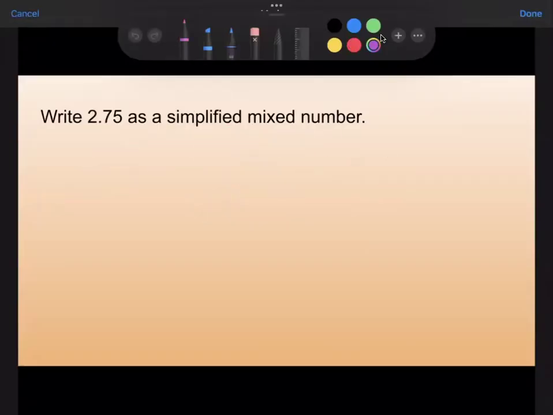Okay, here is our next example. We're going to take the decimal 2.75 and rewrite it as a simplified mixed number. So I'm going to go ahead and rewrite the 2.75 here. And as we talked about in the last example, anything to the left of the decimal is considered to be the whole number of the mixed number. So I'm going to go ahead and make 2 the whole number for the mixed number.